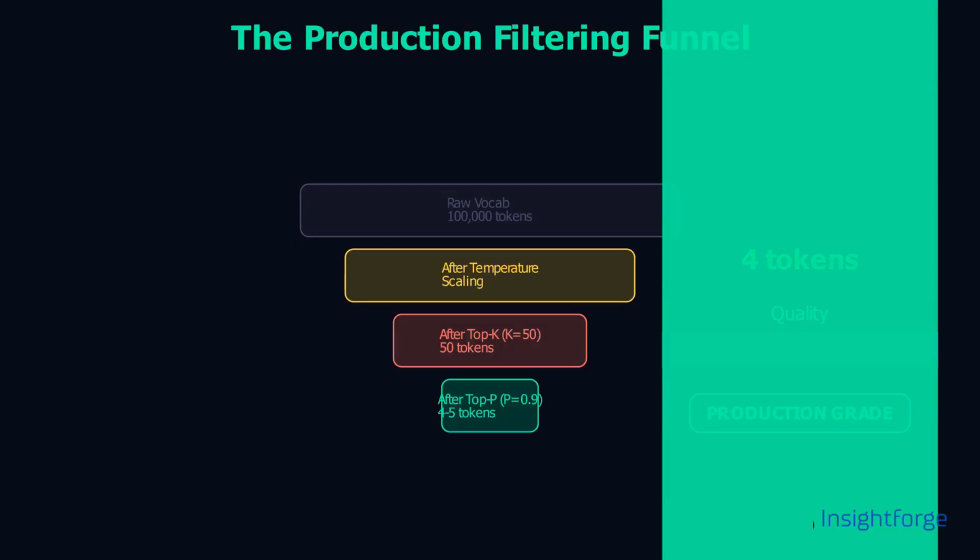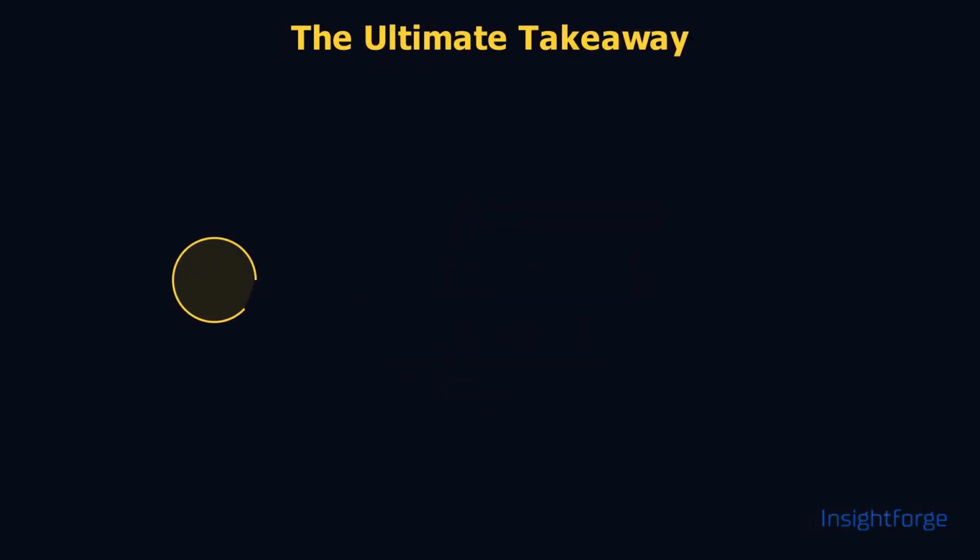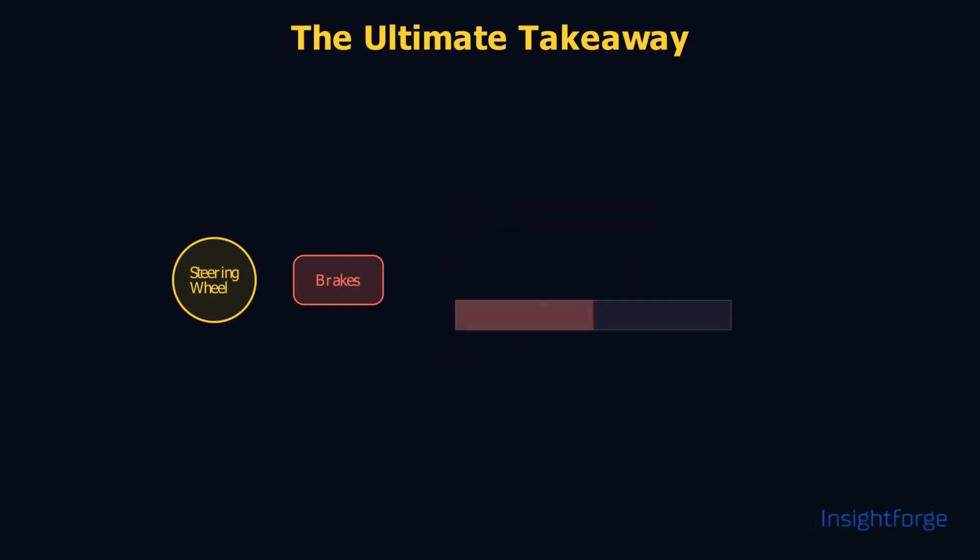The ultimate takeaway: temperature, top K, and top P do not make a model more intelligent. They do not change its core knowledge. They act as the steering wheel and brakes, controlling exactly how much risk the model is allowed to take.